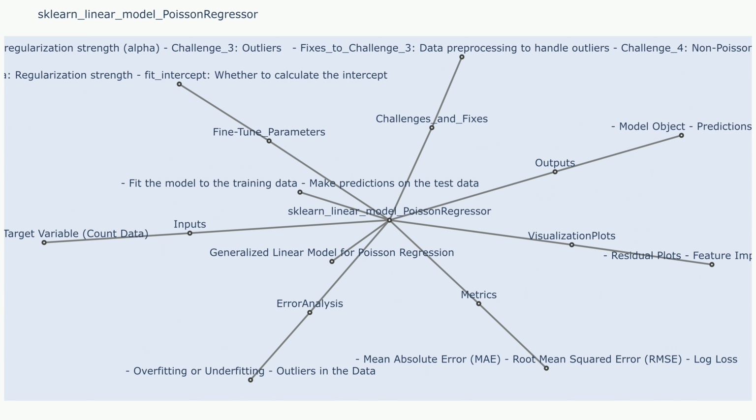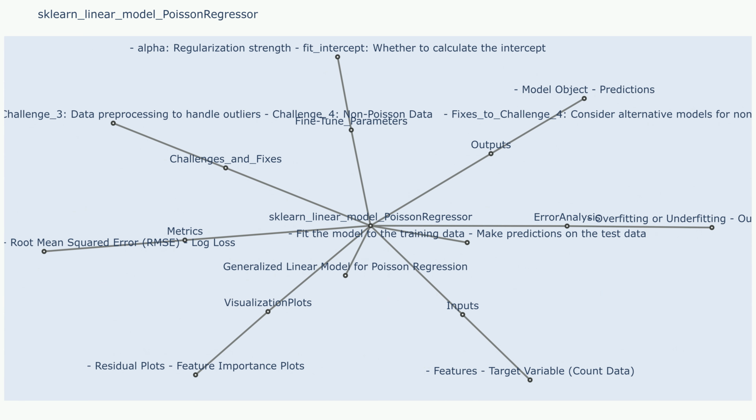Visualization plots: residual plot displays the difference between the predicted and actual values to assess the model's fit and detect potential patterns or outliers. Scatter plot visualizes the relationship between the predicted and actual values.